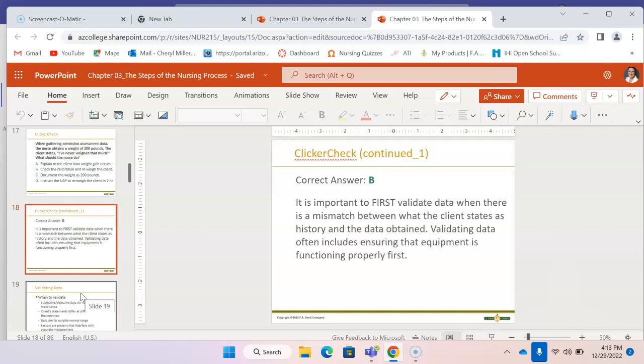Then, if there is a mismatch and we know our equipment is working, we can talk to them about other reasons why they could have gained weight. Okay? Always validate your data. If you get a low blood pressure, look at the patient. Do they look like they have low blood pressure? Do they look like they have high blood pressure? Is it my equipment? That should always be the first thing.